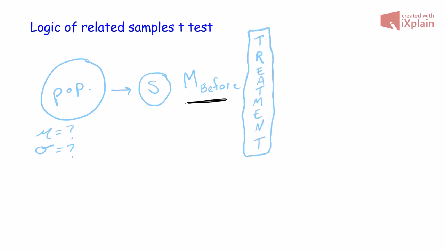Then I treat everyone, and then I measure everyone again. And so I'm literally comparing the same group of people to themselves. I'm measuring them before and I'm measuring them after. Now, if the treatment does not work at all, what should be the case for the mean before and the mean after? If the treatment doesn't work at all, those two means should be the same. Another way of saying that is that the mean difference would be 0.